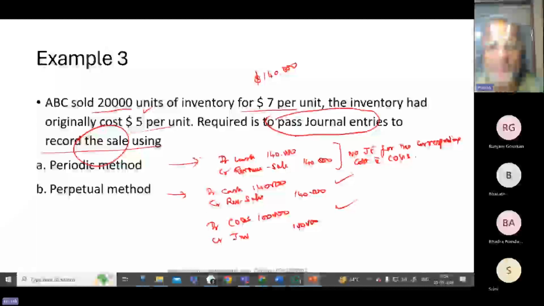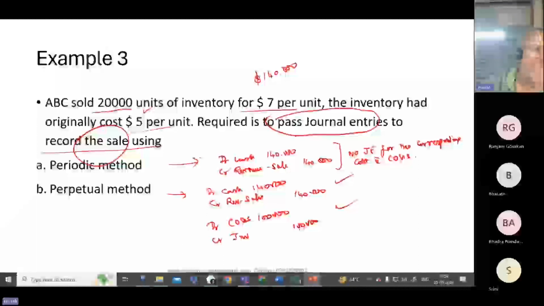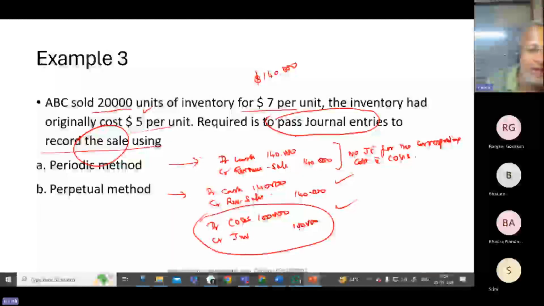So no journal entry for the corresponding cost, that is COGS. So sale will be happening separately. Purchases, manufacturing cost will be done, and your inventory will be taken care of at the last, whenever there is an inventory taking. Whereas in the perpetual method, it is not like that. For every purchase that you make, the corresponding cost will also be taken up and a journal entry will be passed. So what is that journal entry that we have passed additionally? The COGS debit, and credit is to be given to inventory. Are you clear? Are you understanding this?